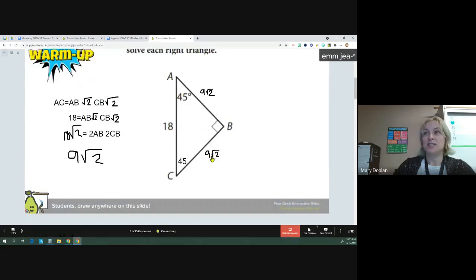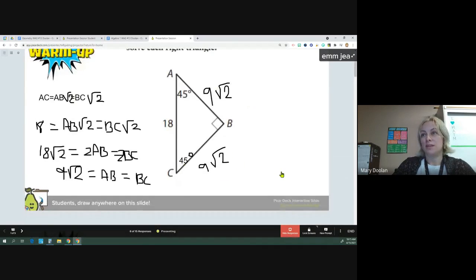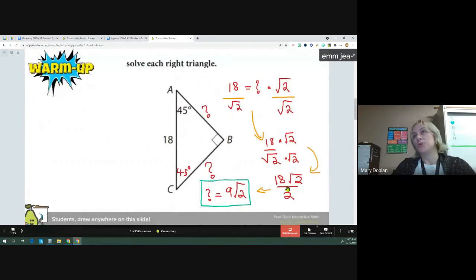This person also got 9 square root of 2. Good work. 9 square root of 2 again. Nice job. Okay, so that is the correct work for the warm-up.